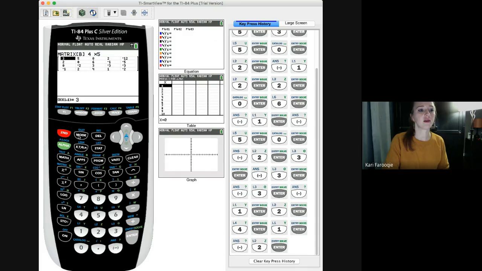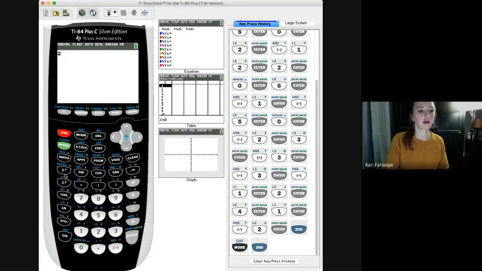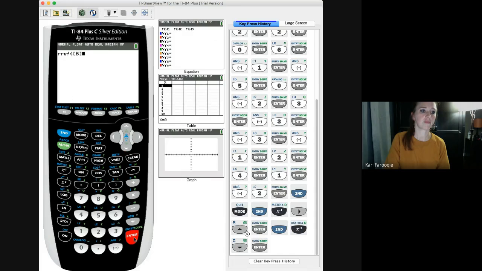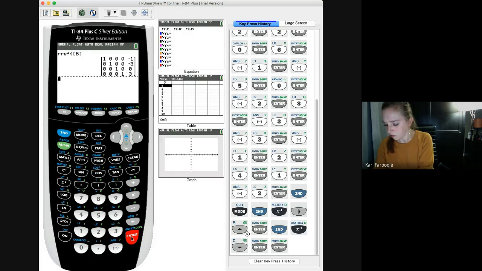Okay, wonderful. Okay, go back to your home screen. Go back to your matrix menu. You are going to go to math. So scroll to the right and then scroll up for RREF. Enter. And then I used matrix B, so I'm going to go back and pick up matrix B. And then enter. And there's the reduced row echelon form, which you could have spent 15 minutes working on, and there it is right there in your calculator.